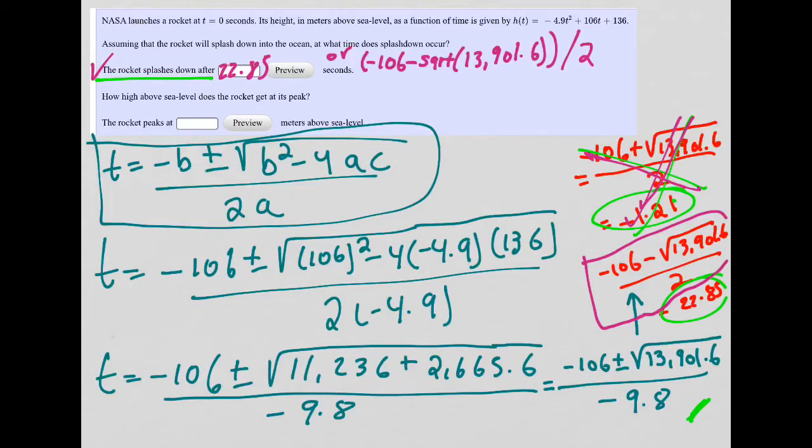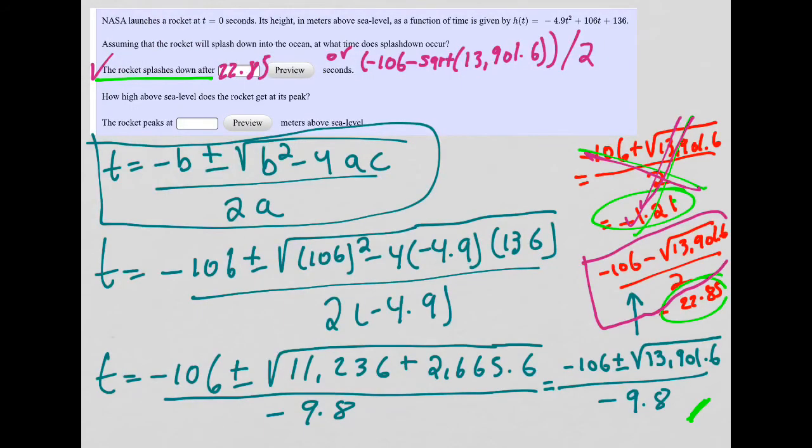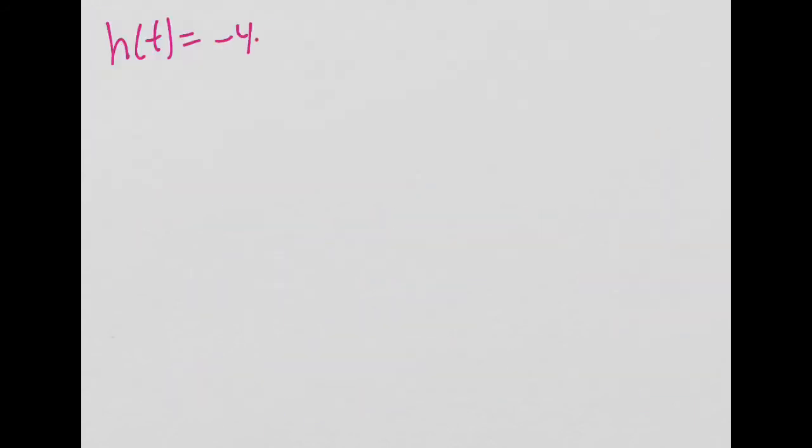For this one, we are going to use the vertex. We're looking for the height, so the y value of the vertex. I'm going to rewrite my formula: h(t) equals negative 4.9t squared plus 106t plus 136. Okay, so I'm looking for the vertex.